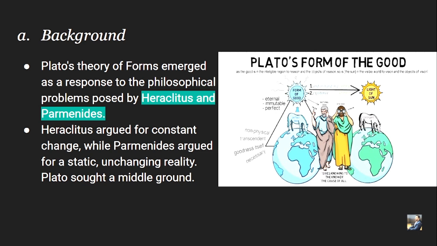Okay, so let's jump into the background. Plato's theory of forms emerged as a response to the philosophical problem posed by Heraclitus and Parmenides. As we have seen, there are two problems: that change is the only characteristic of the world, but Parmenides expounds that not only change but also a sense of permanence is a characteristic of the world. So these are the two statements of the extremes, and here Plato is stepping in to balance these two extremities. Heraclitus argued for constant change, while Parmenides argued for a static, unchanging reality, that is, a sense of permanence. Plato sought a middle ground, madhyama agama, Buddha.